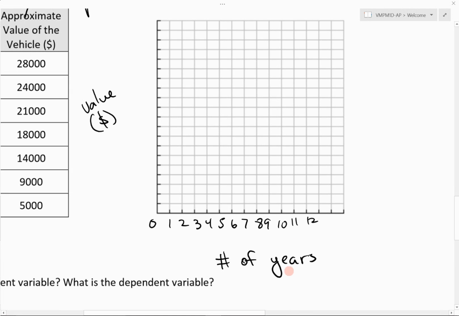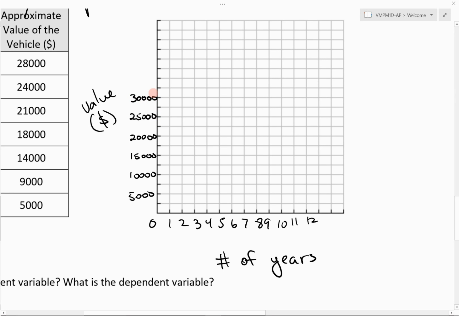Okay, and dollar values, what's my biggest dollar value here? 28,000. Maybe it's reasonable to count by 5, so every 5,000 here. So every 2 squares is 5,000. Here's 5,000. Here's 10,000. Here's 15,000. 20,000. 25,000. And 30,000 up here.